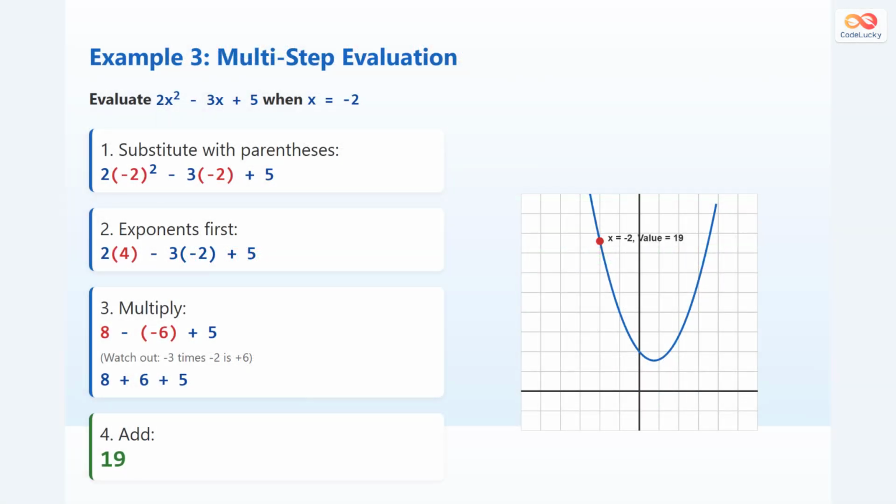Let's try a harder problem. Evaluate 2x squared minus 3x plus 5 when x equals negative 2. First, substitute negative 2 into every spot where x appears. Now, follow the order of operations. Exponents come first. Negative 2 squared is positive 4. Now multiply. 2 times 4 is 8, and negative 3 times negative 2 is positive 6. Finally, add 8 plus 6 plus 5 to get 19.